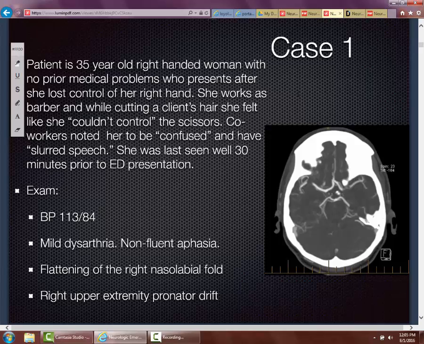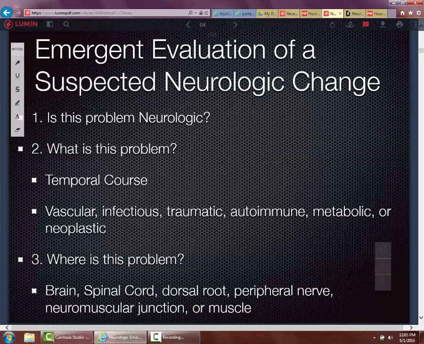On exam, her blood pressure was 113/84. She had mild dysarthria but no aphasia. She had mild flattening of the right nasolabial fold compared to the left, and she had a right upper extremity pronator drift. So you want to evaluate neurologic emergencies the exact same way.